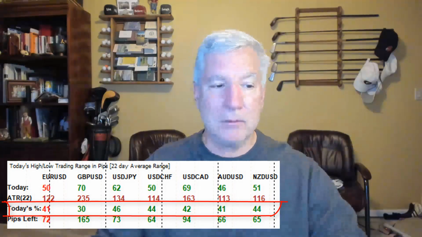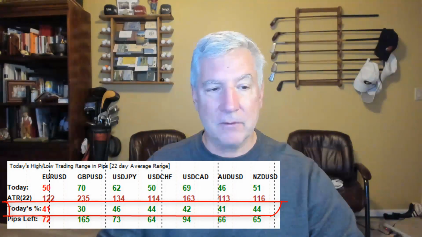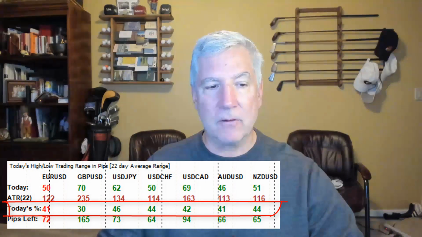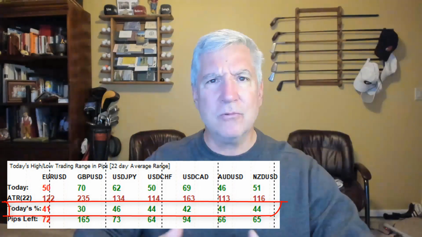So what we see here is that the 50 pip trading range is well below the 122 pip trading range that the euro versus US dollar has had over the last 22 trading days. So there's room to roam. That's true in all these major currency pairs. As you can see, today's percentage of the range is less than 50% of the average trading range. It's 41% for the euro, 30% for the pound, 46%, so on and so forth for these major currency pairs. So there's room to roam.